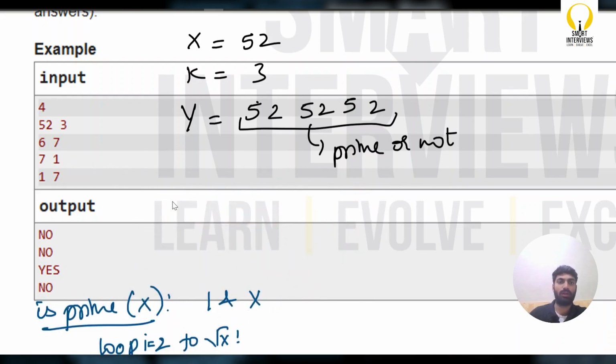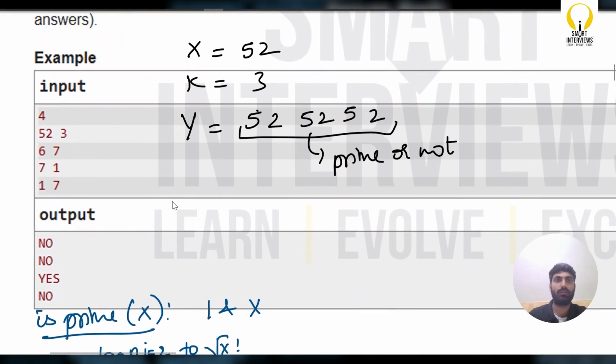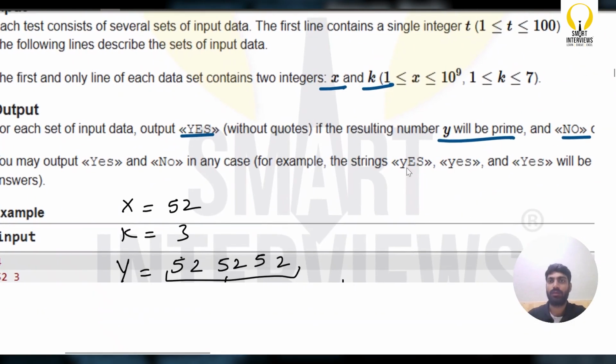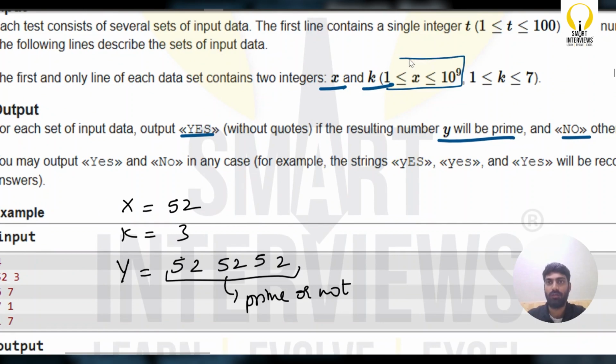This is okay, but is there any problem with this approach? You are given x and k, you simply generate y and pass y to this function. But is there any problem with this? Yes, there is a problem. You are given x up to 10 power 9. Let's say x is 10 power 9 and k, let's take the maximum, as 7.